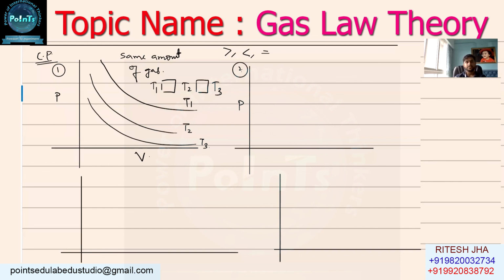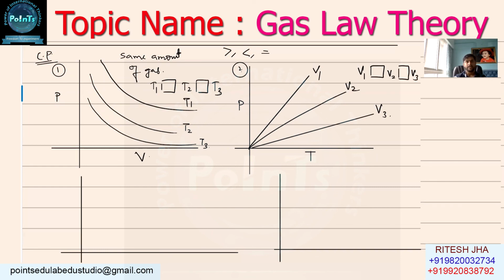Another one here. This is P, this is T, and we are getting these graphs at different volumes. This is V1, this is V2, this is V3. You need to compare V1, V2, V3 for the same mass of gas, same amount of gas, same number of moles of gas.